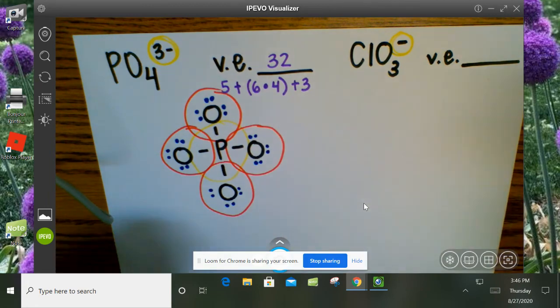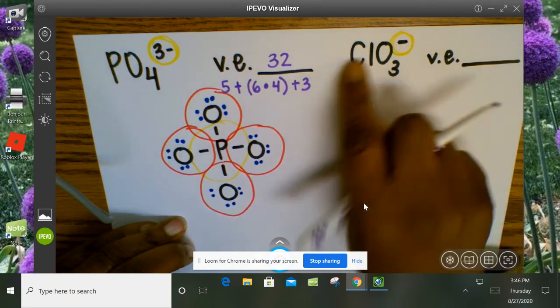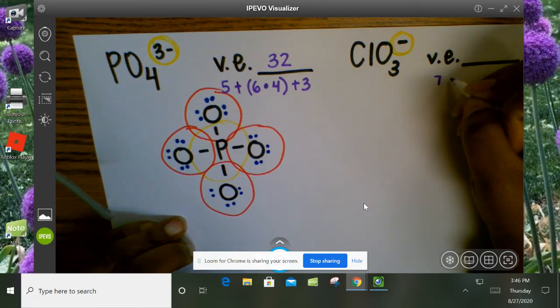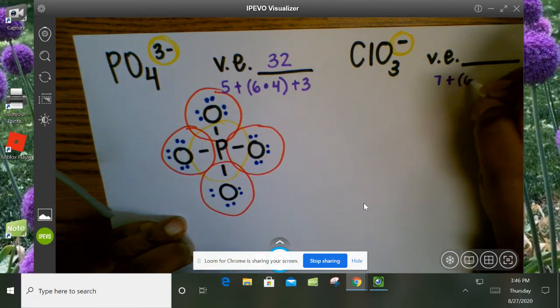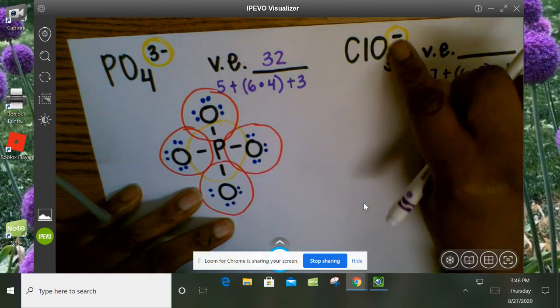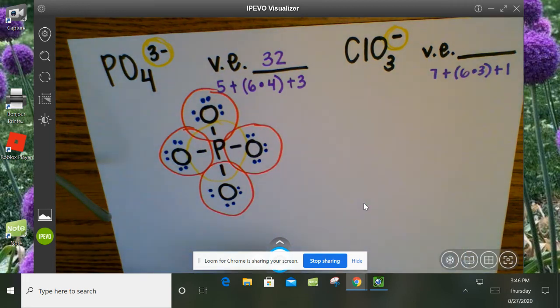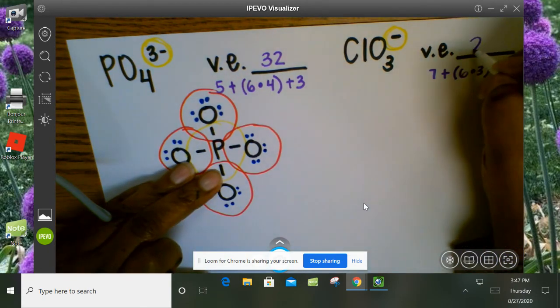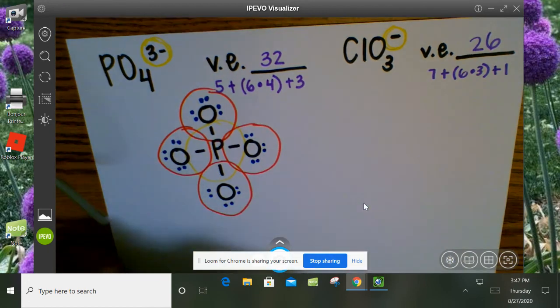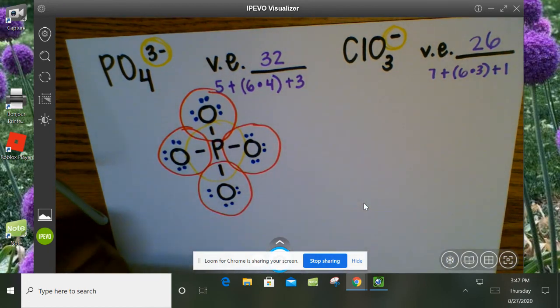So if I'm counting my valence electrons, Cl is chlorine, that is not an I, that is a Cl, chlorine, has 7. And then the oxygens have 6, and there's 3 of them. And then I'm going to have +1 because of that -1. When you add that together, you get 26. Let me make sure. Yep, you get 26. And so at that point, you just continue on with drawing out your Lewis structure.